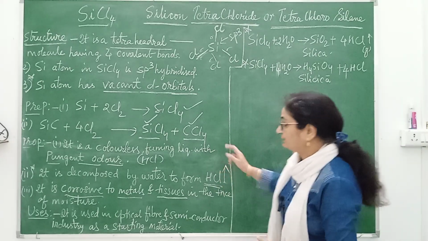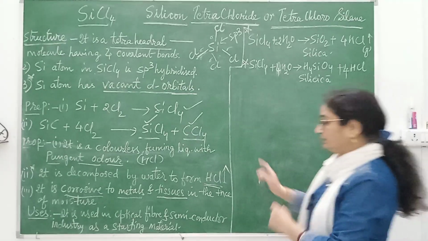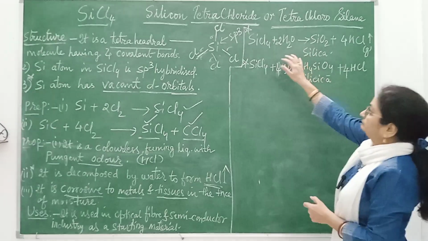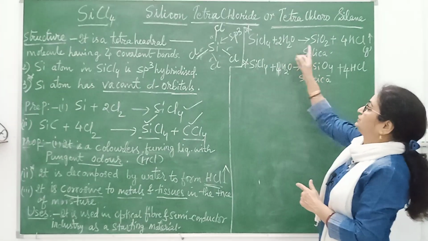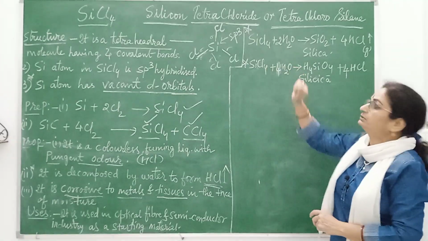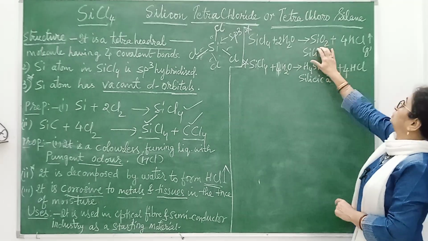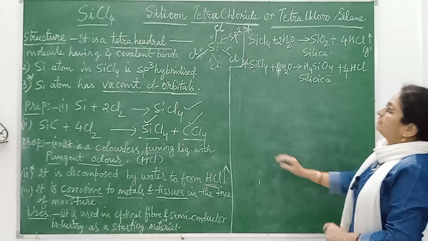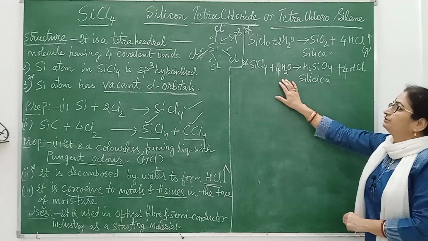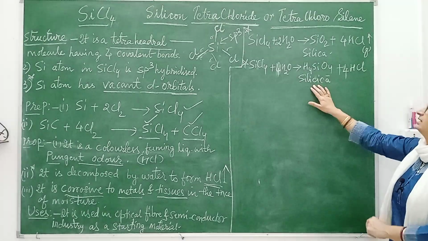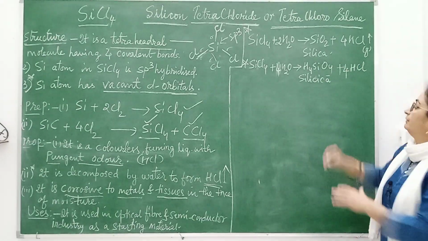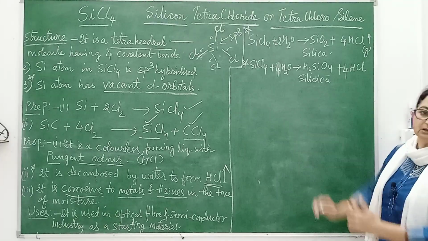Now let's see the point which is very important. The most important point which we discussed is it is decomposed by water to form HCl. Now here you see, in Google if you search, you will get this equation. Silicon tetrachloride reacts with 2 moles of water. That means when it is hydrolyzed with water, you get silica, SiO2 and 4 moles of HCl. Whereas if you see the textbooks, you will find silicon tetrachloride when hydrolyzed with 4 moles of water, we get silicic acid and 4 moles of HCl. Now a question arises, which one is correct? Whether both are correct or one is correct and the other one is incorrect.